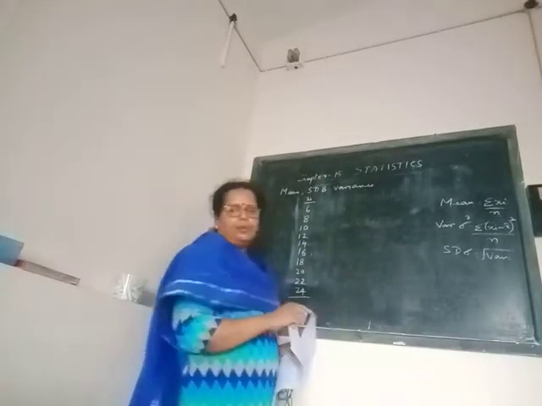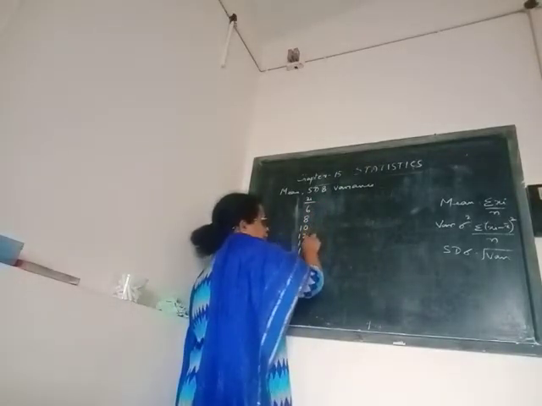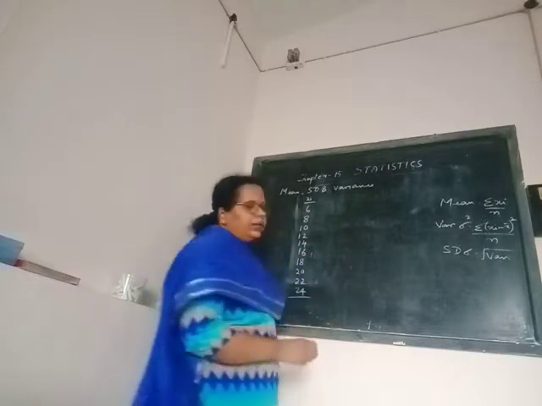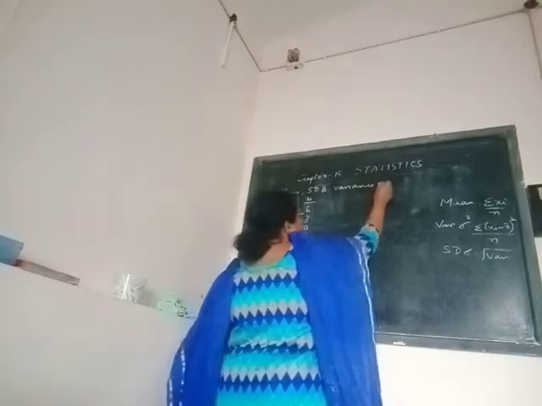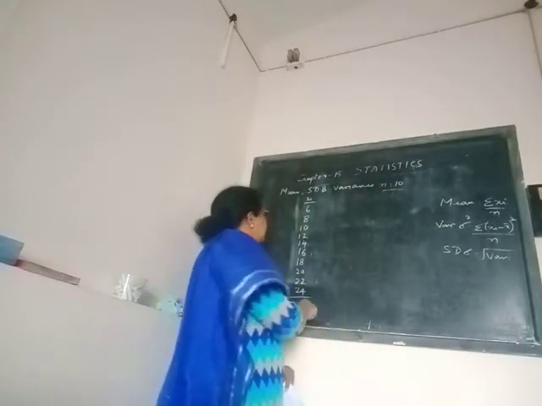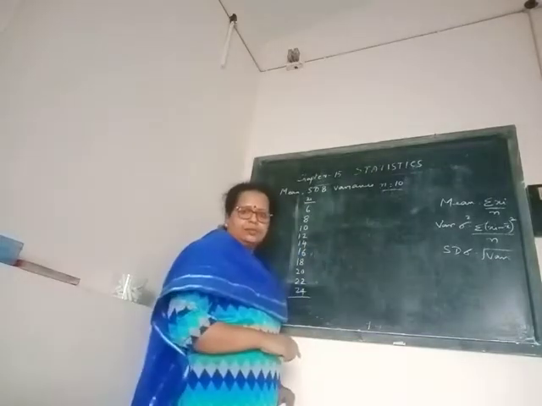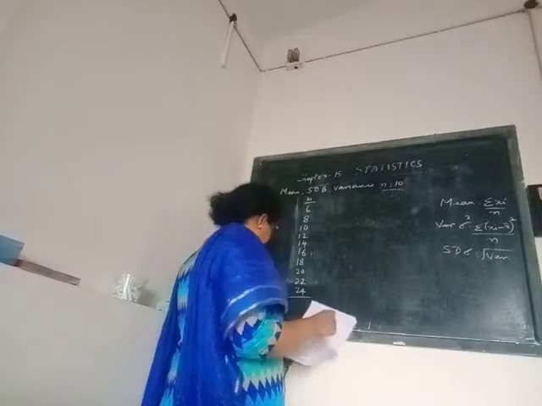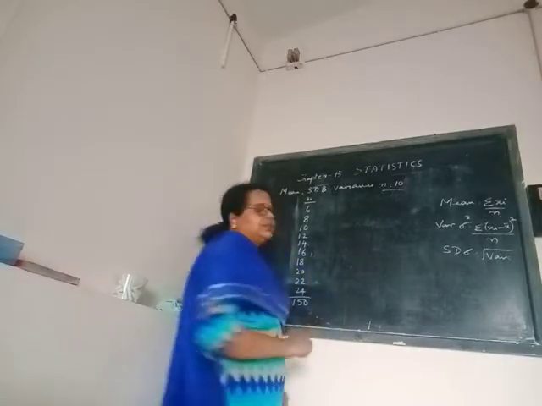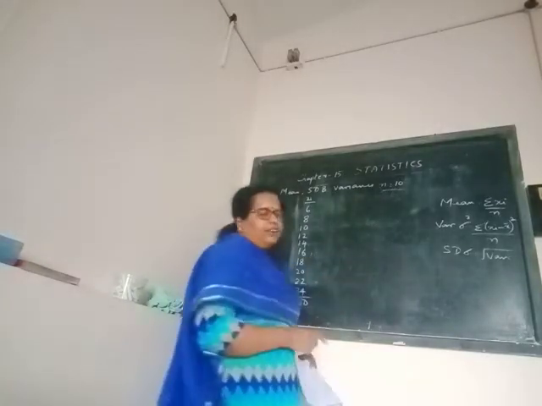What is the number of observations, the count? How many observations are there? 1, 2, 3, 4, 5, 6, 7, 8, 9, 10. So we got n equal to 10. Now, we have to get sigma xi. Add these observations. When we add, we will get 150. Once we get sigma xi, we can find the mean.